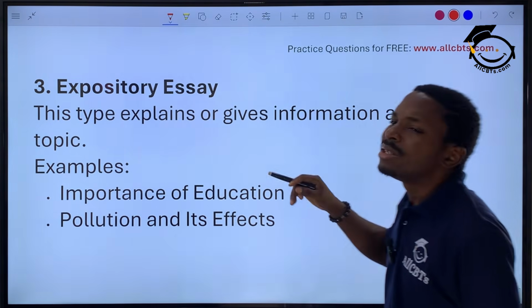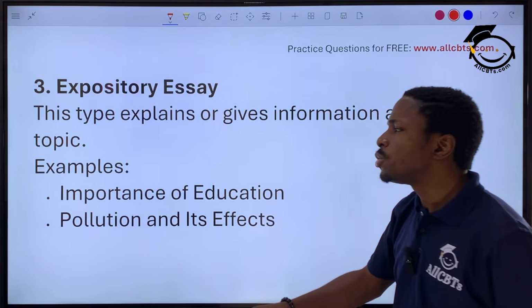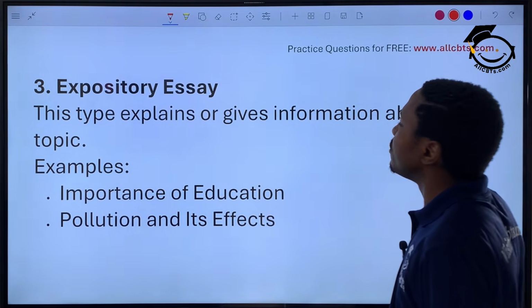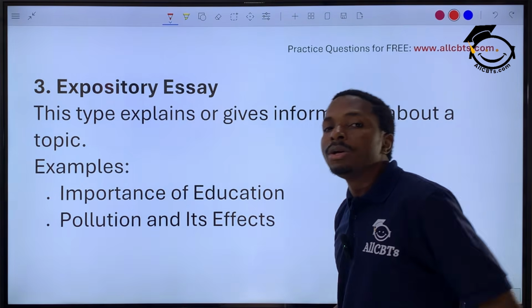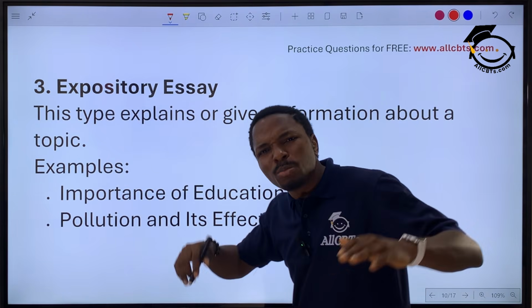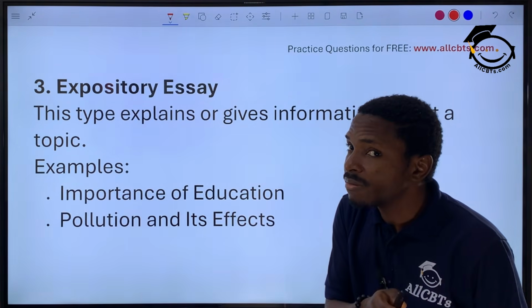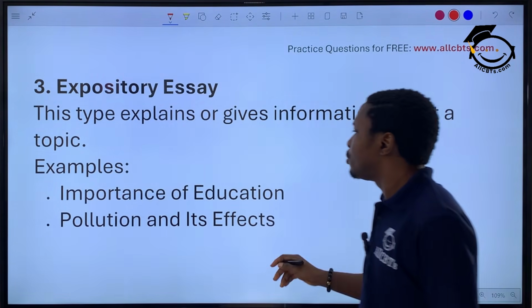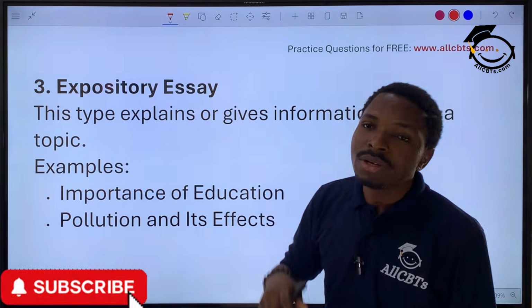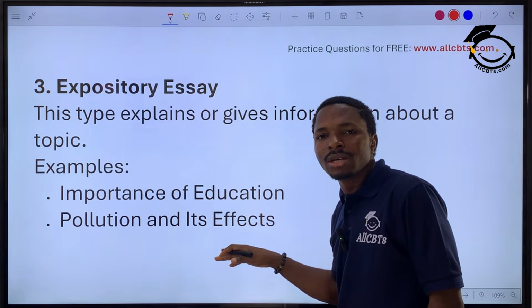Then the third one is expository essay. This one, it gives in-depth about something. We use this one to give deep or in-depth information. Look at it, it explains or gives information about a topic. For example, many of these documentaries that you watch are expository. They expose things that you didn't know about. Don't confuse it with descriptive. No. Now, for example, importance of education. All those lecture talks, all those seminar talks, many of them are expository. Pollution and its effects. Okay?